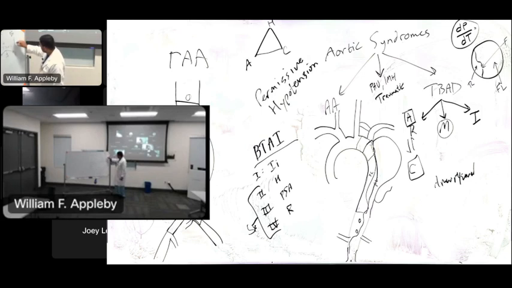So oftentimes when we're looking at a CT scan of a type B aortic dissection, we often are seeing this. This picture shows a few things. This is the true lumen. Sorry, this is the false lumen. And this is a fenestration.